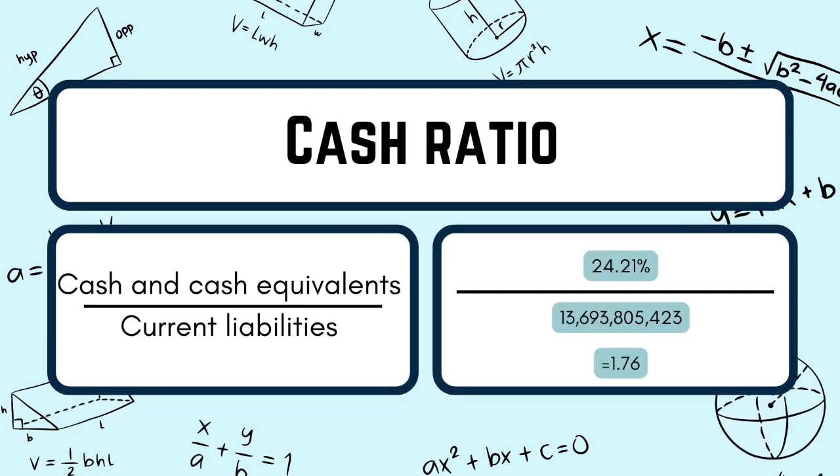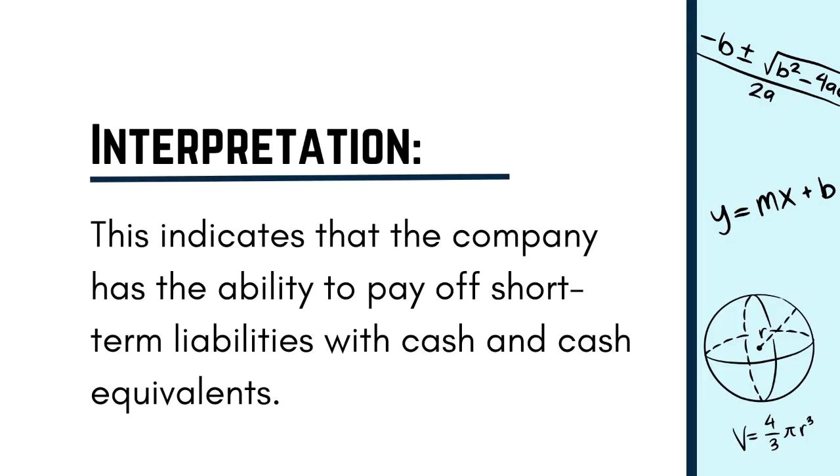Cash ratio. Cash and cash equivalents over current liabilities. 24.21%, 13,693,805,424 equals 1.72. Interpretation. This indicates that the company has the ability to pay off short-term liabilities with cash and cash equivalents.